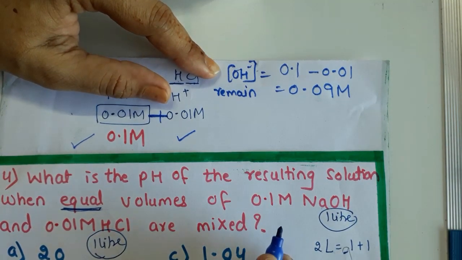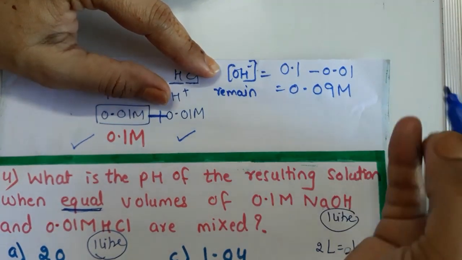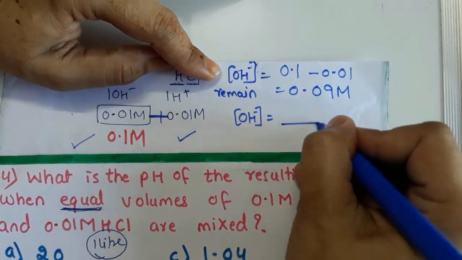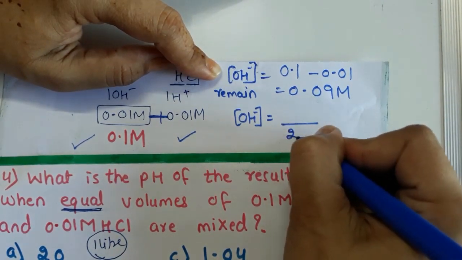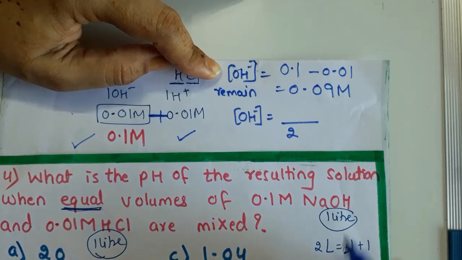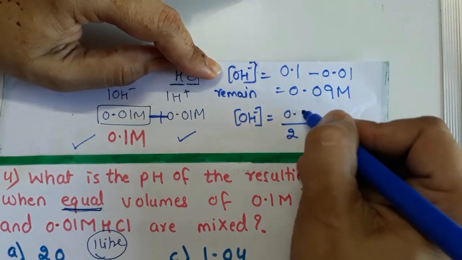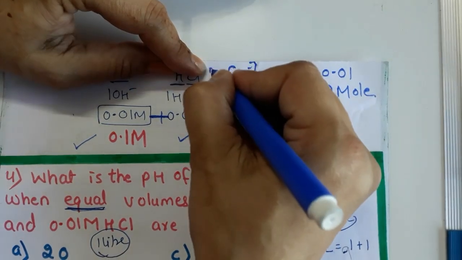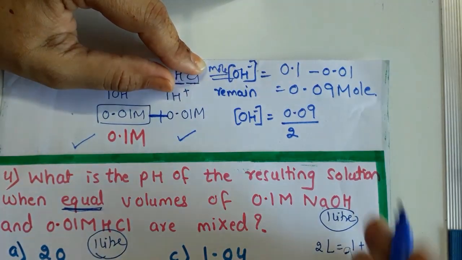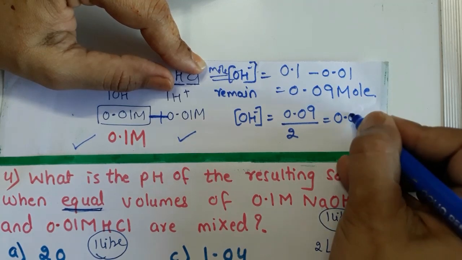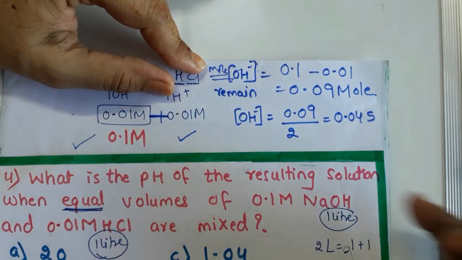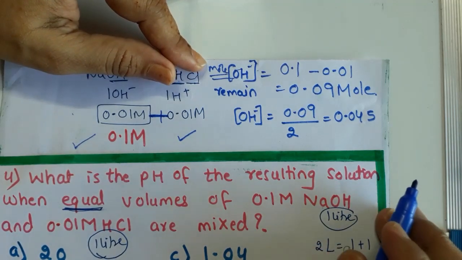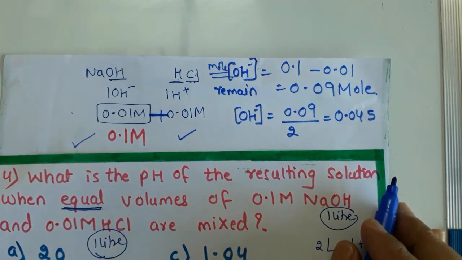Now we will find out the concentration of OH minus in the entire solution. The solution's volume is 2 liters. From where did we get 2 liters? From here. And the number of moles we are having is this, which is also the number of moles. So the answer over here is 0.045. Now 0.045 is the concentration of OH minus, but what we have to find out?